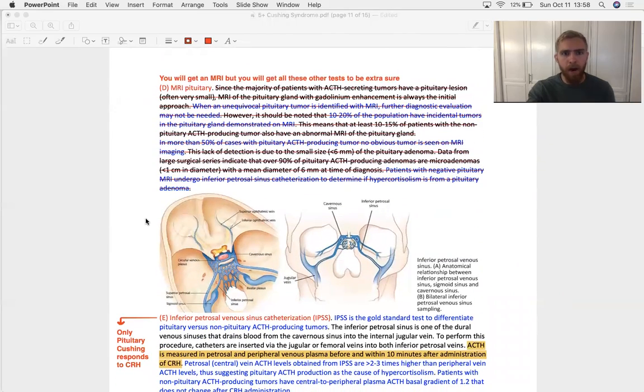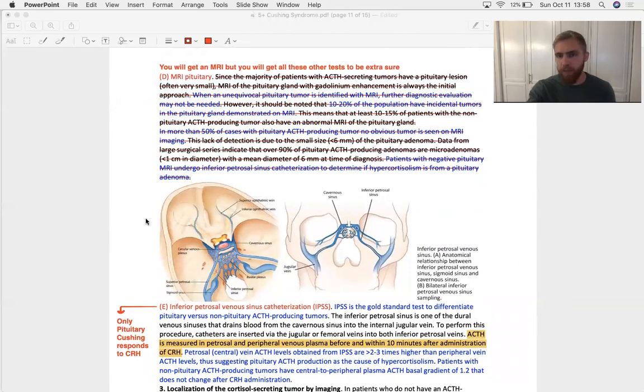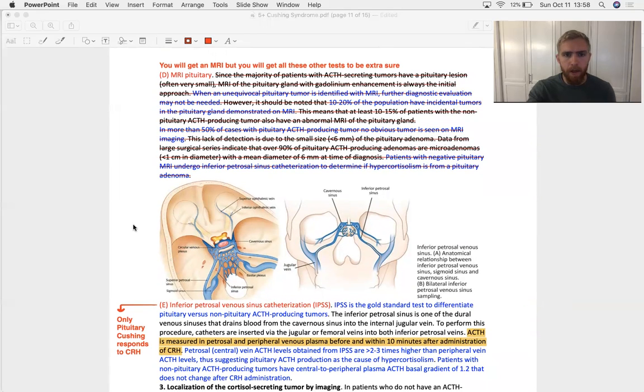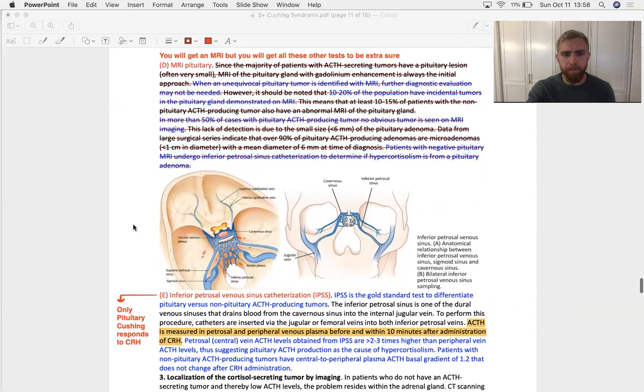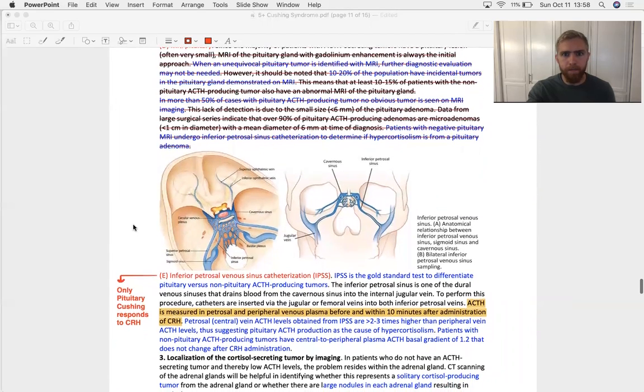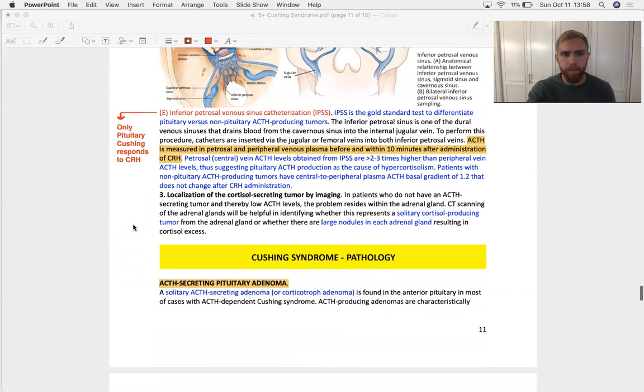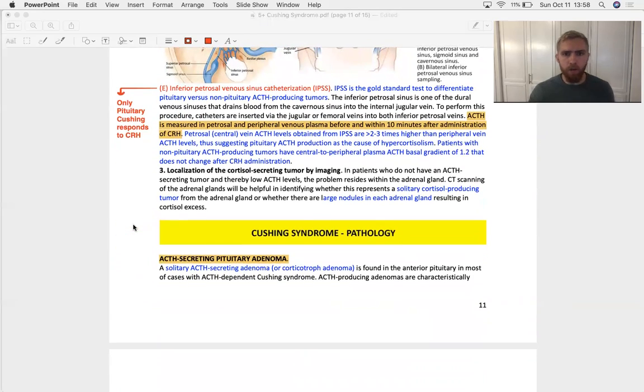You want to get an MRI, you are going to get an MRI just to be doubly sure, in this day and age. MRIs do sometimes miss pituitary tumors though. And a gold standard for diagnosing pituitary ACTHoma is going to be inferior petrosal venous sinus cath.